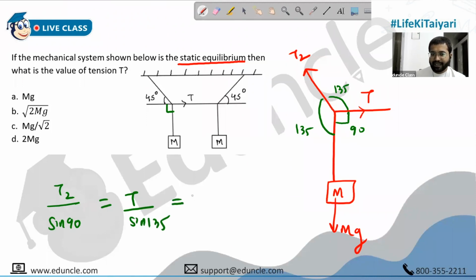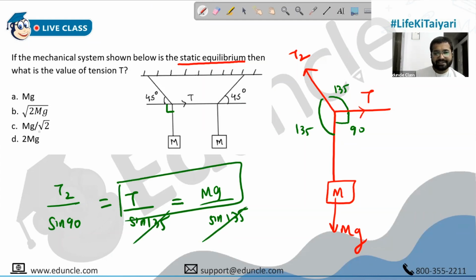This is mg. What is the angle in front of mg? Again, 135. So mg upon sine 135. That's it. This is Lami's theorem: force upon sine of alpha is equal to force upon sine of beta is equal to force upon sine of gamma, where each angle is the one in front of the respective force. They are asking you to find the relation between T and mg. Sine 135, sine 135 gets cancelled. Clear. T is mg.